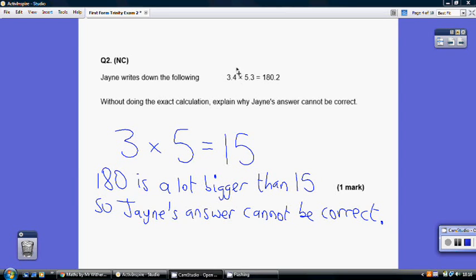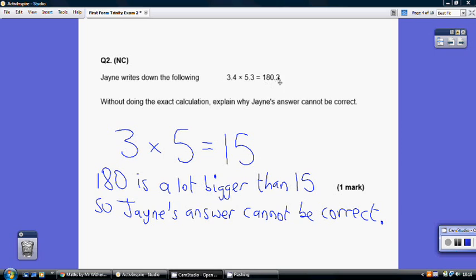So what you do, think about 3.4. What is that roughly as a whole number? Well, that's roughly 3. Now what's 5.3 roughly as a whole number? That's 5. So think about what these two approximations times together give you. Well, 3 5s are 15. So think about it. We're expecting an answer around 15. So 180 just sounds way too big. So the chances are they've just got the decimal point in the wrong place, and probably the answer is 18.02.